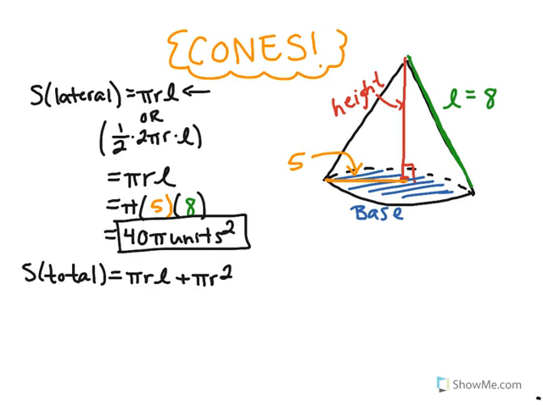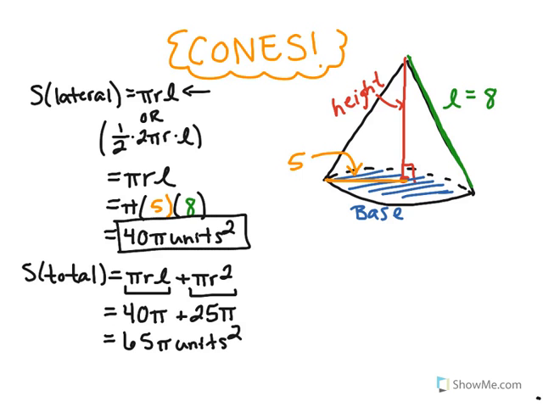And then the surface area of the total figure is going to be that lateral surface area plus the area of the base, which is a circle, so pi r squared is the area of the base. Now I already found out the lateral surface area, so I'm just going to replace this part with 40 pi. And I'm going to go ahead and find out what pi r squared is. So I'm going to square the radius, which is 5 times 5, so that's 25, and then add on a pi. So 40 pi's plus 25 pi's, 65 pi units squared. Just like that. And that concludes this tutorial.